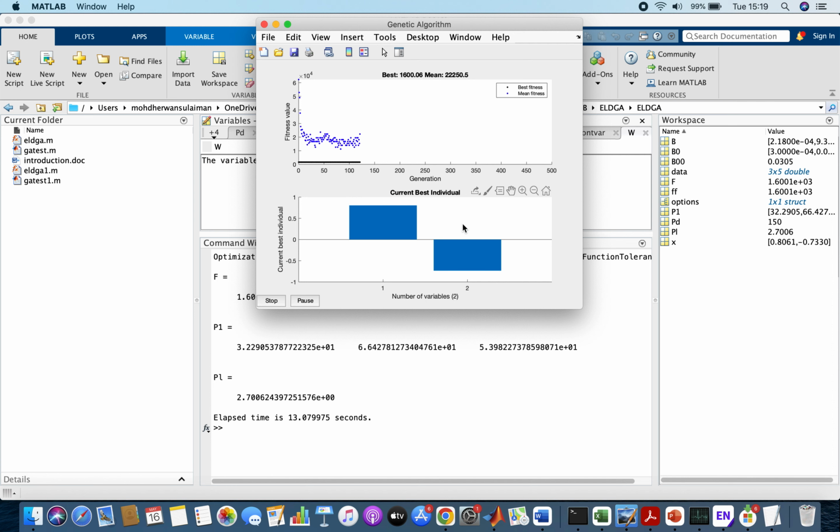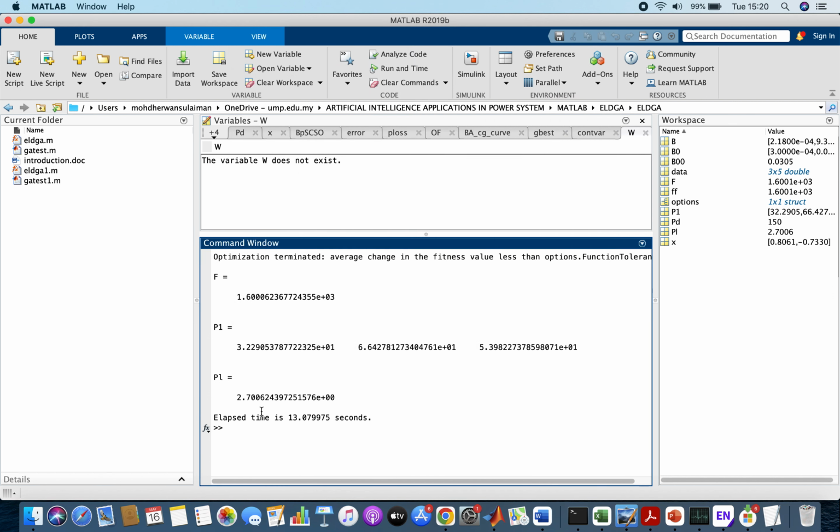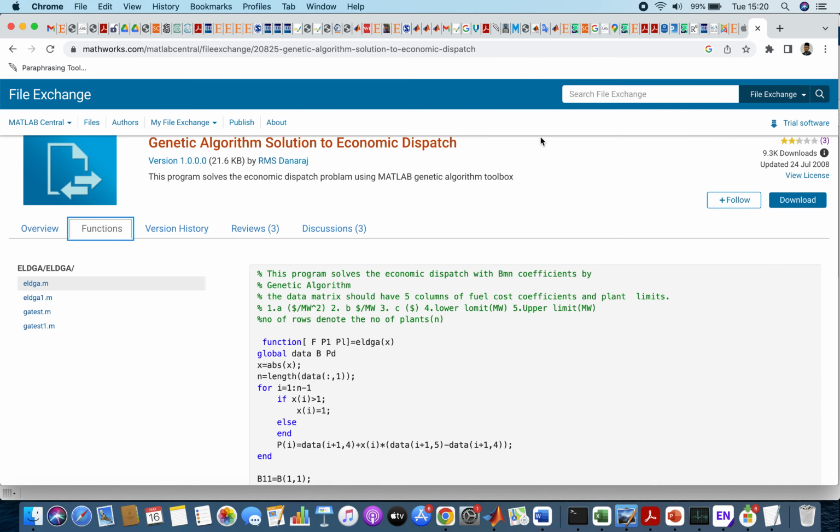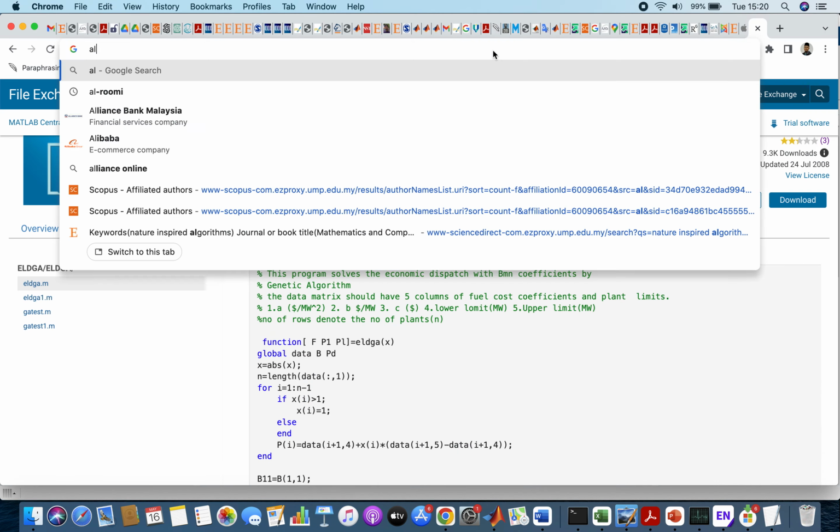Remember the GA uses representation. You set for 500 iterations, but I think after 100 something the result does not change. So this is the best result. This is P1, P2, P3. This is the loss, this is the cost. Okay, so this is using the toolbox.